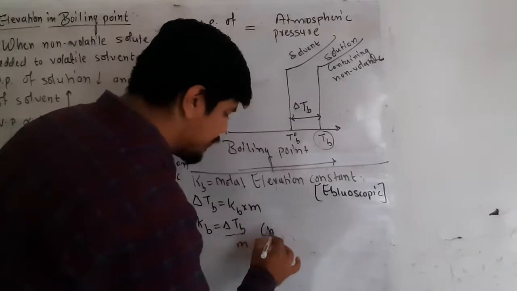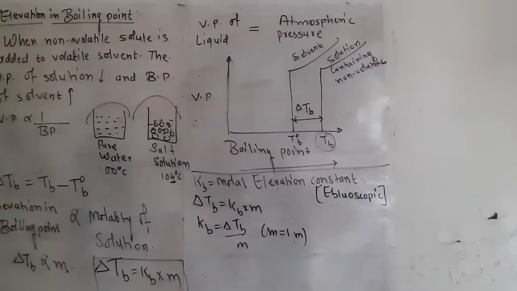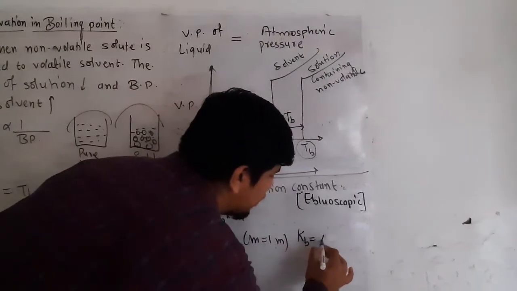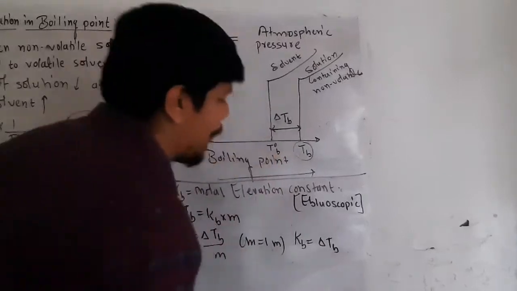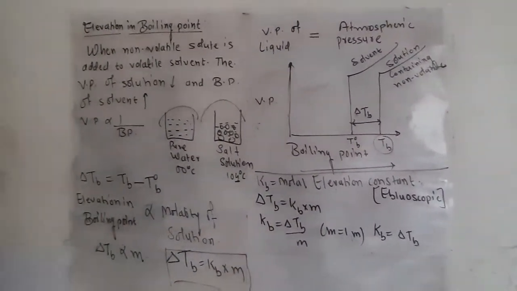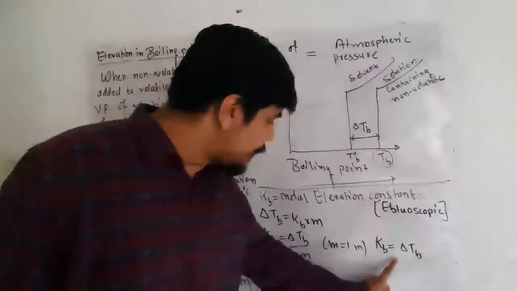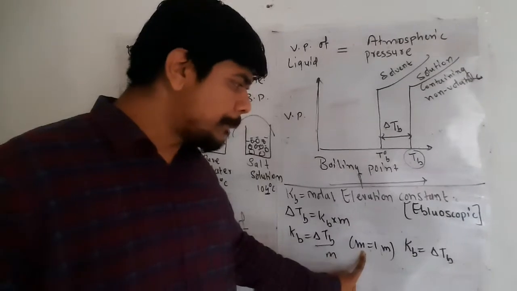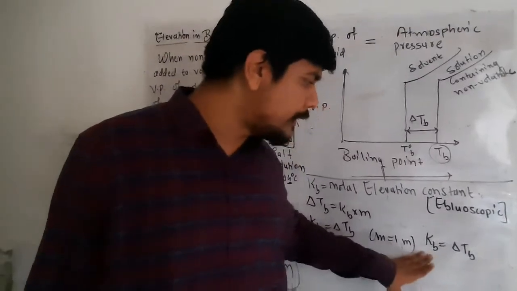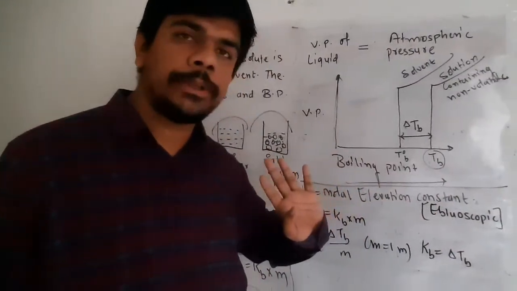If M is equal to 1, it means a 1 molal solution. So what will happen? Kb is equal to delta Tb. So I can write like this: the elevation in boiling point for a 1 molal solution is called the molal elevation constant or ebullioscopic constant.